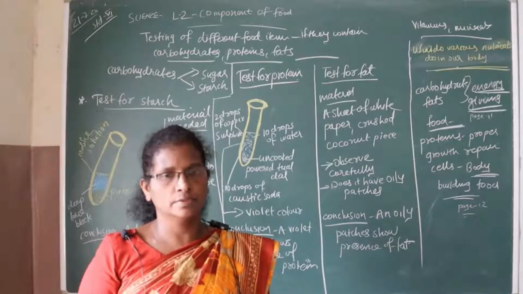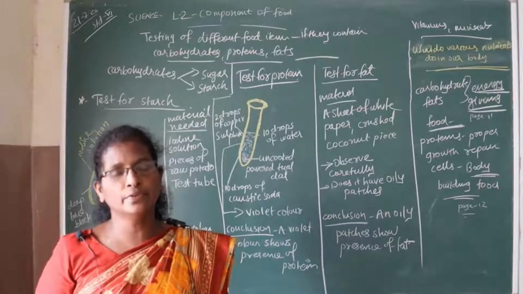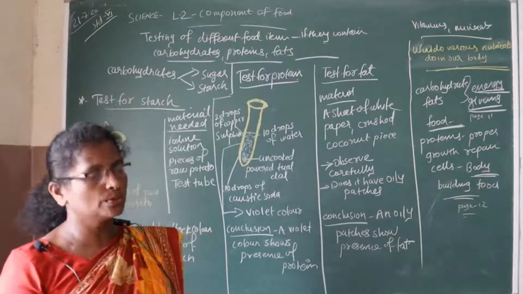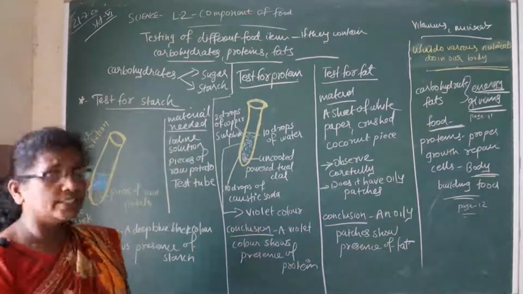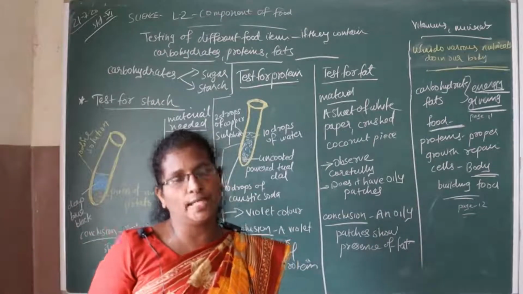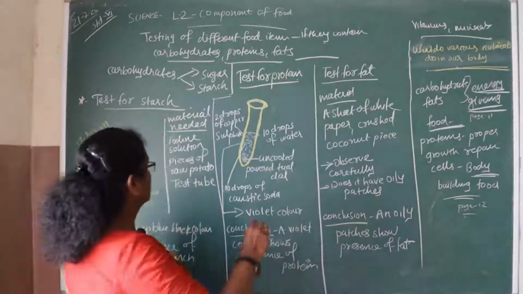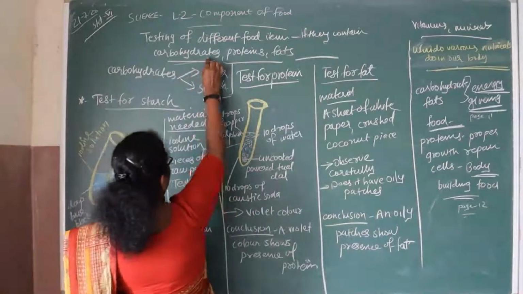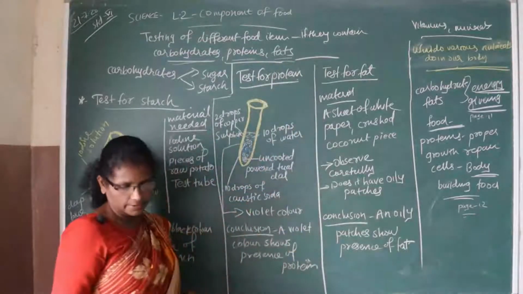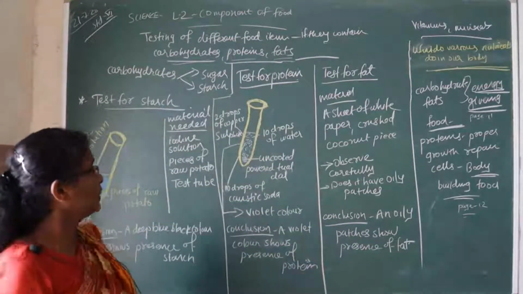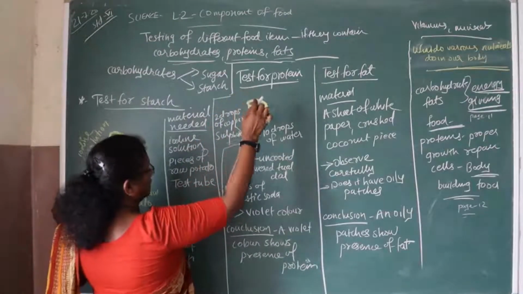Continuation of lesson number 2, components of food. Students, today let us begin the testing of different food items, to see if they contain carbohydrate, protein and fat.